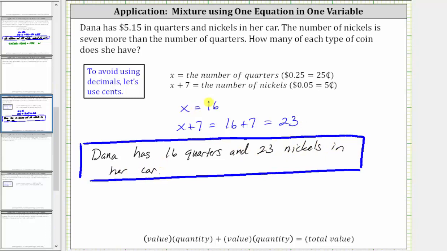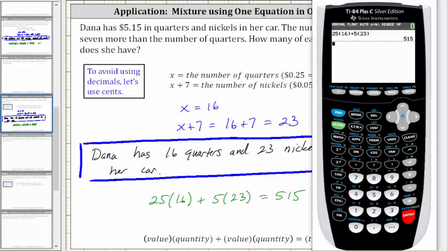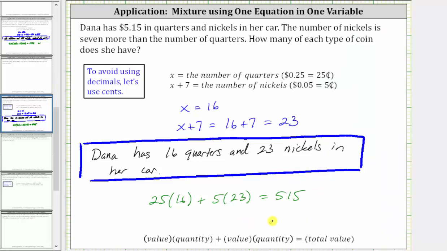Before we go, let's verify our value equation below, which is 25 cents times the number of quarters, which is 16, plus 5 cents times the number of nickels, which is 23, must equal the total value of the coins, which is, in cents, 515 cents. Let's verify this on the calculator. 25 times 16 plus 5 times 23 does equal 515, verifying our solution is correct.